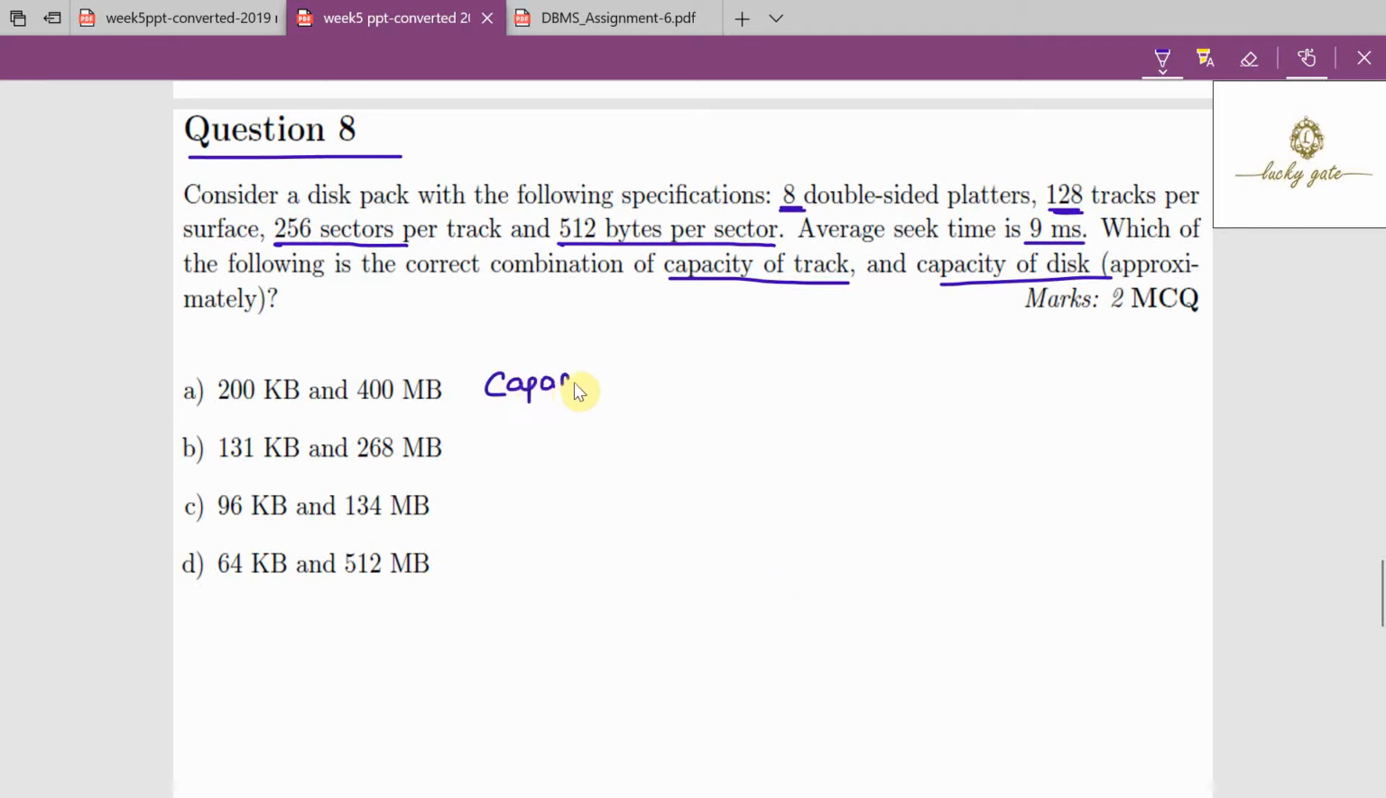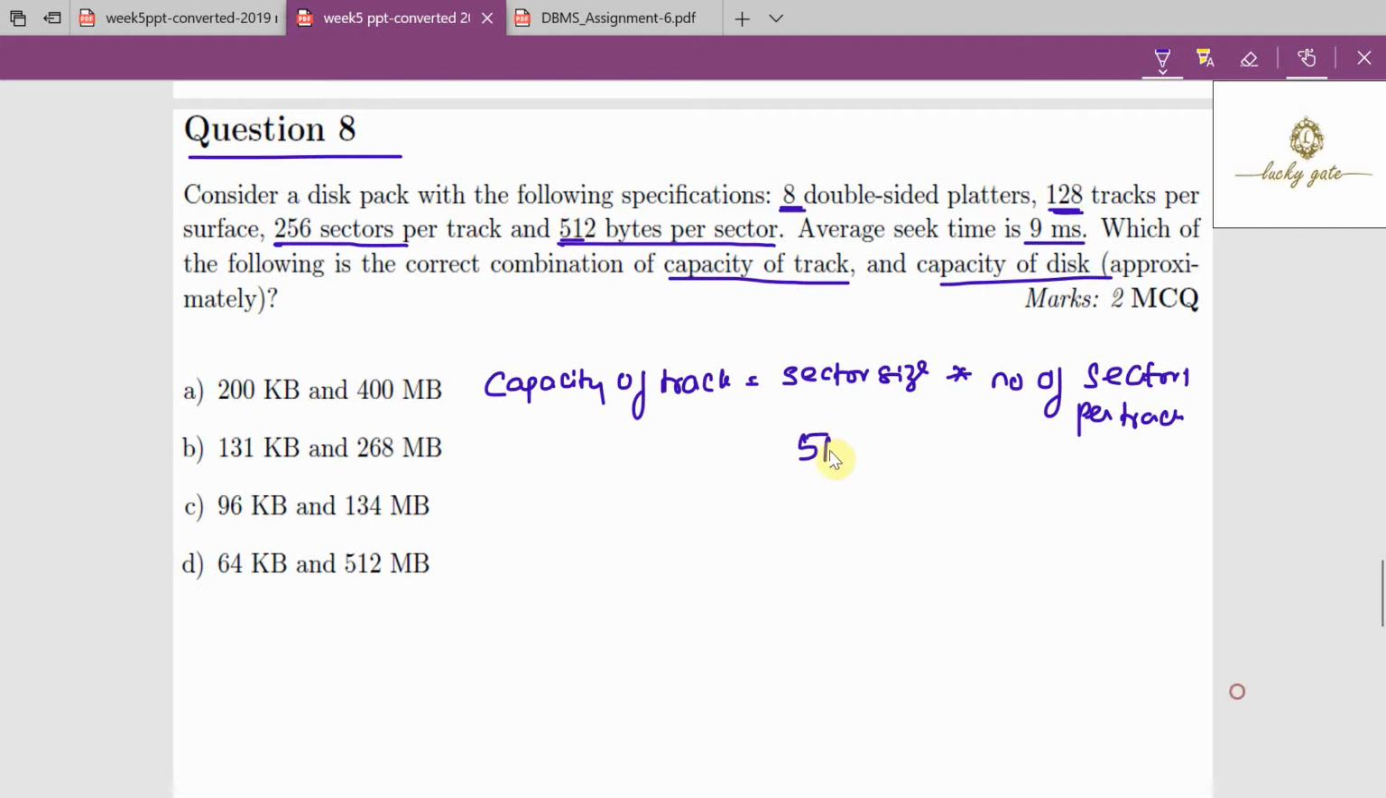First we'll understand what the capacity of a track is. Capacity of a track equals sector size into number of sectors per track. What is the sector size given? Each sector is 512 bytes. And how many sectors per track? 256 sectors per track. The capacity of a track is 512 into 256, which equals 131072 bytes. Converting into KB, it becomes approximately 131 KB. Because of 131 KB, only option B is matching, so I can go with option B if I am in an examination hall.